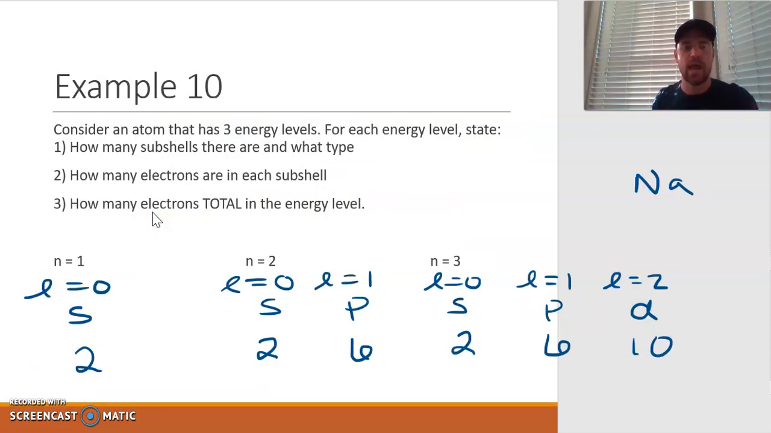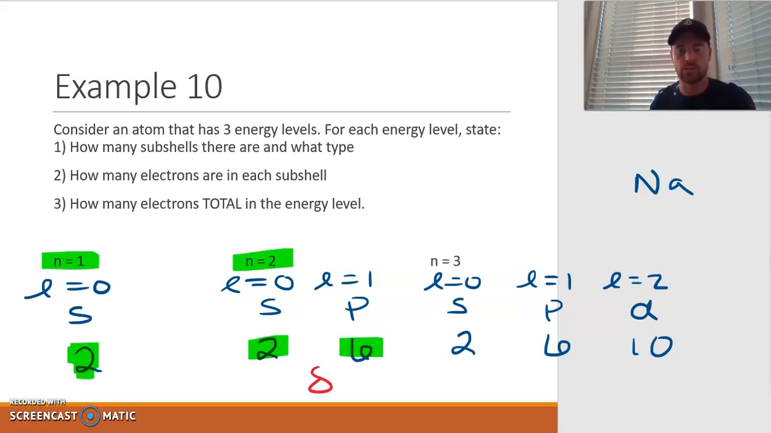Last question, how many electrons total can be in each energy level? Well, in energy level one, there's only two electrons, so that's the total. In energy level two, there are two electrons in the S and six electrons in the P. Total, there are eight electrons that are allowed in the second energy level. For the third energy level, two electrons can be in the S, six can be in the P, and 10 can be in the D. Total, 18 electrons can exist in the third energy level.